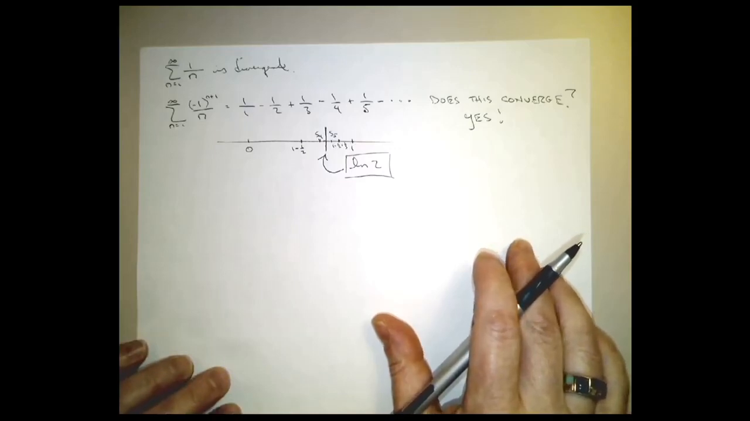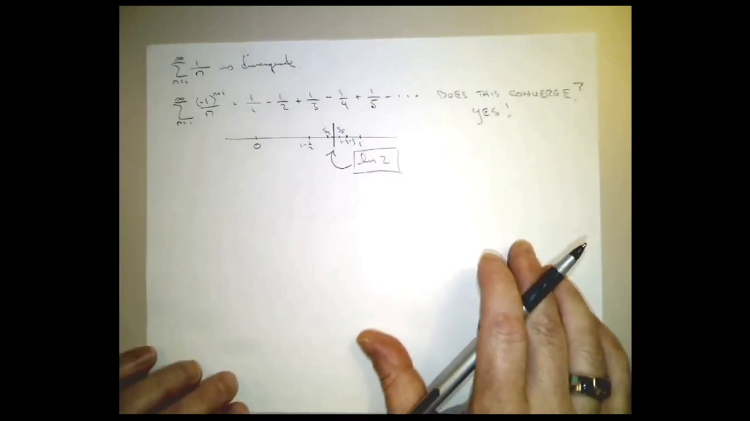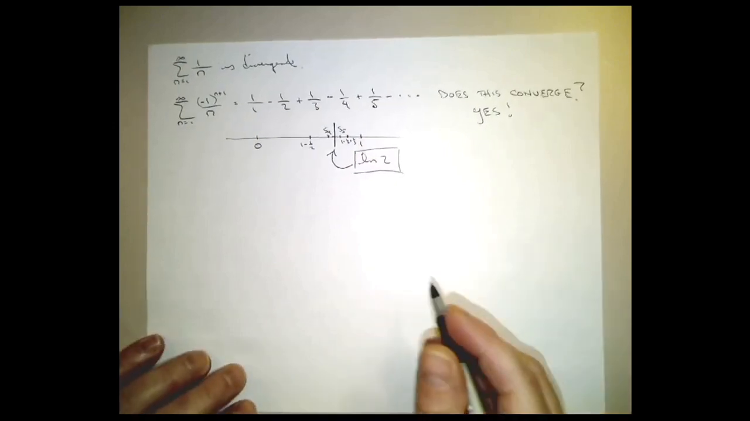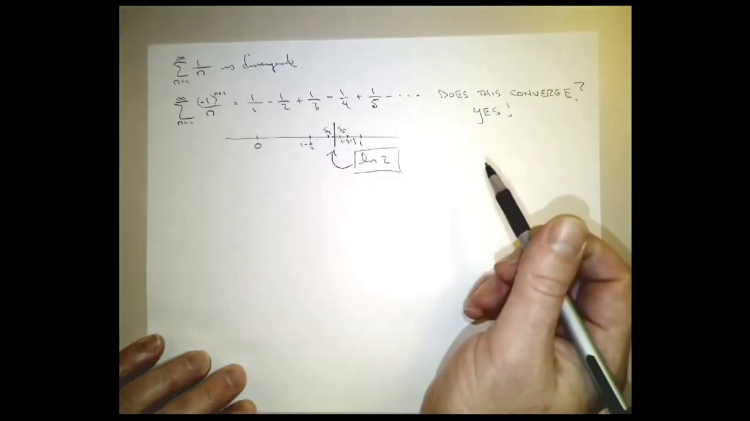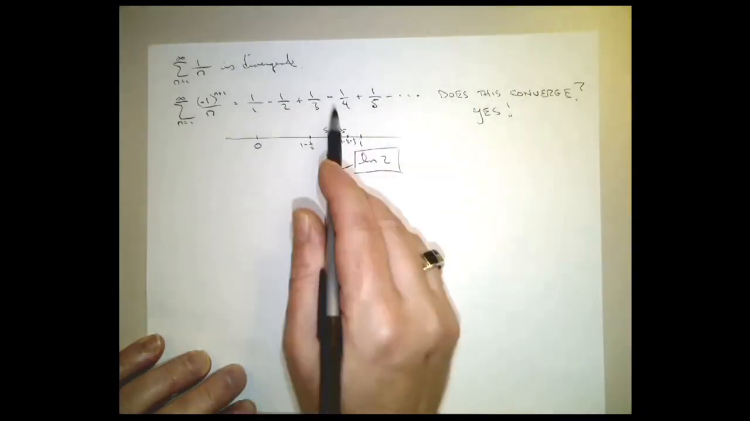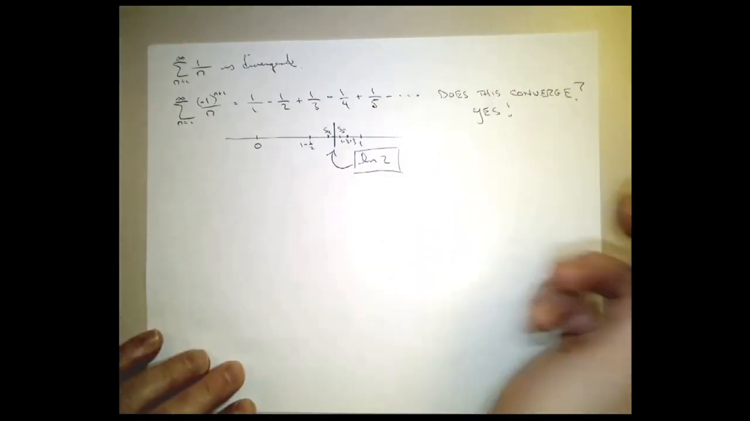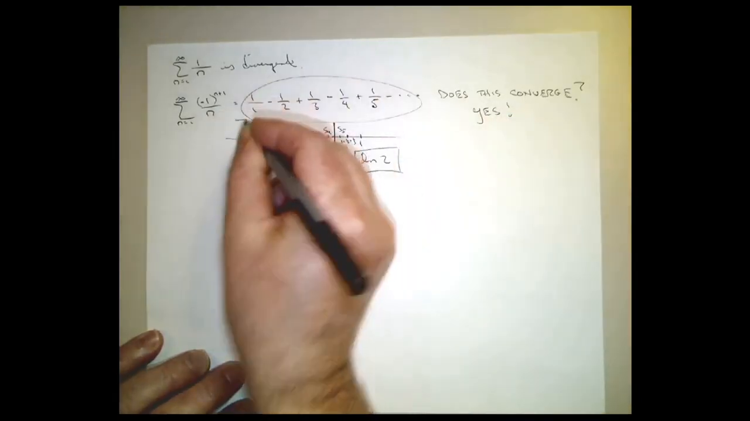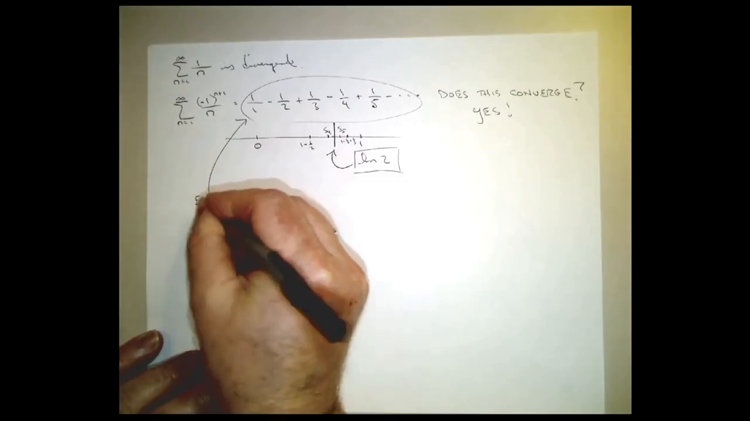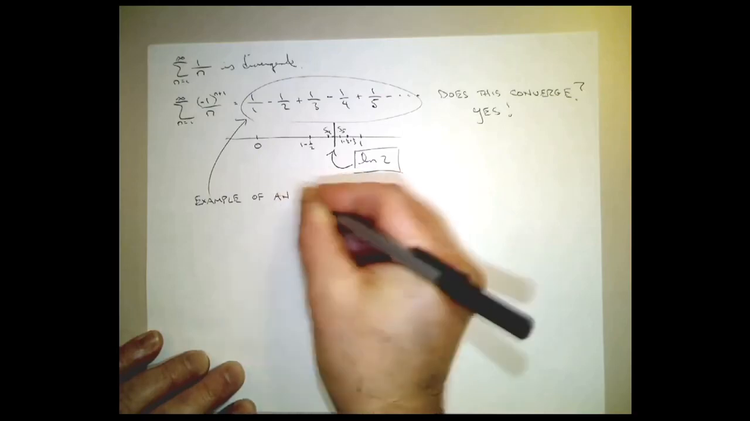So why is this working? Why is this happening? What's going on here? Well, first of all, let's define this type of series right here. A series for which every other term is positive and the other terms are negative is called an alternating series. So this is an example of an alternating series.